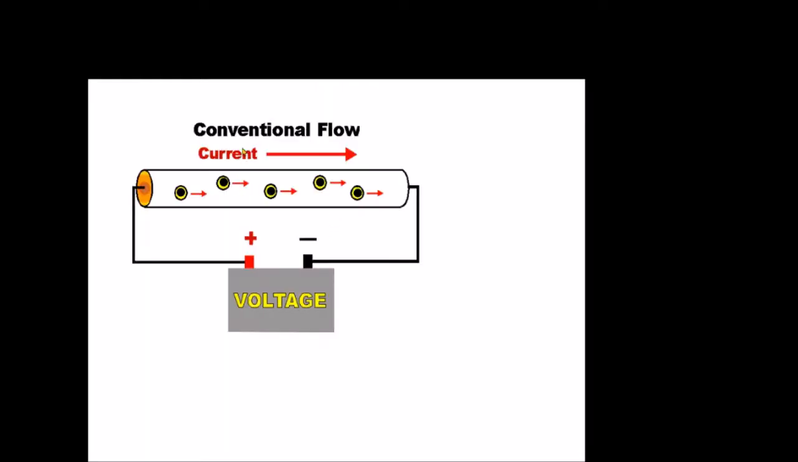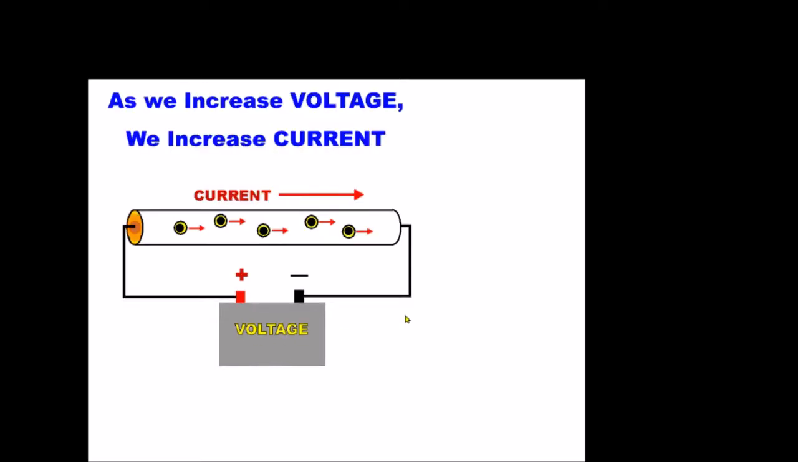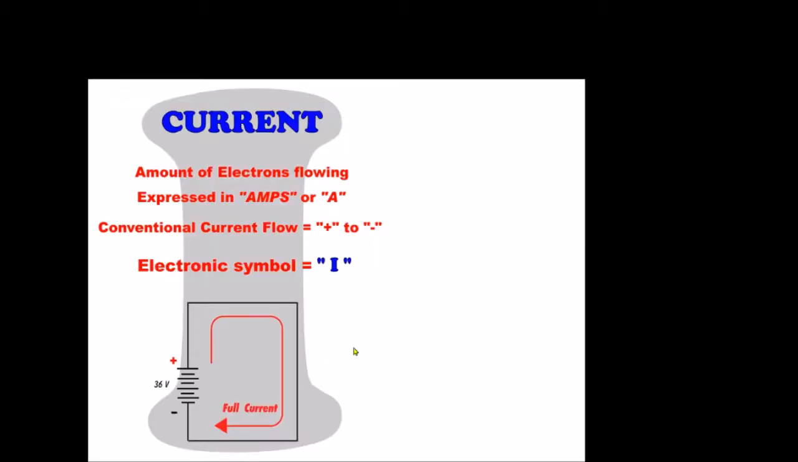Now, again, we're going to talk about conventional current flow, positive to negative. This is our electrical pressure, here's our voltage right here. As we increase voltage, we increase our current. So as we increase this electrical pressure, say a 12-volt battery is going to flow a lot fewer electrons and do a lot less work than a 36-volt battery. So the larger our battery, the higher the voltage, the higher our electrical pressure, the more work we can do.